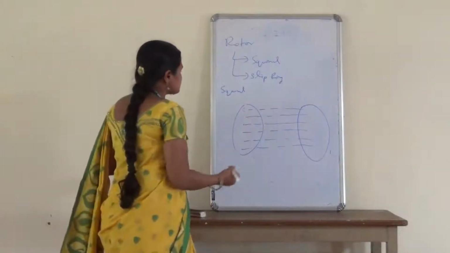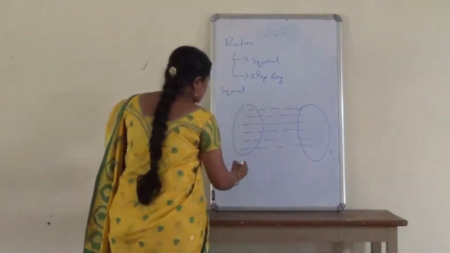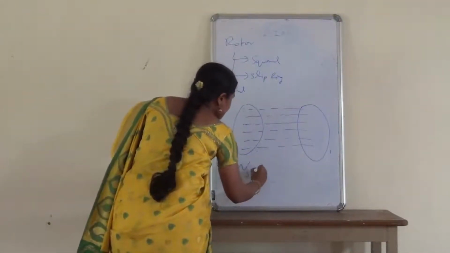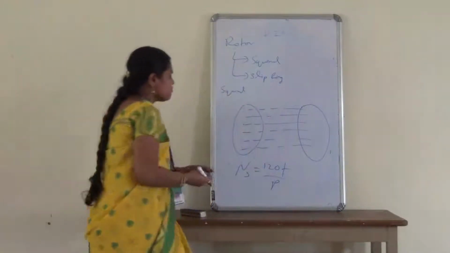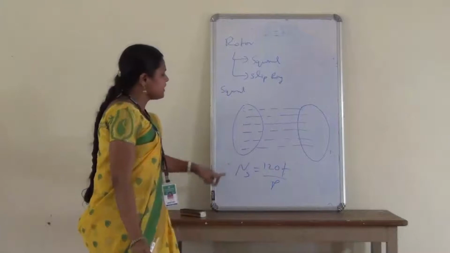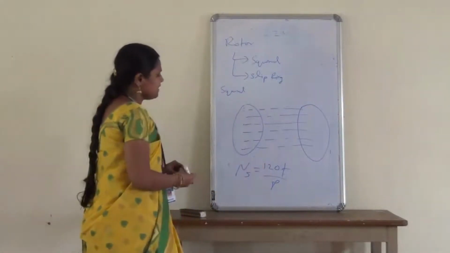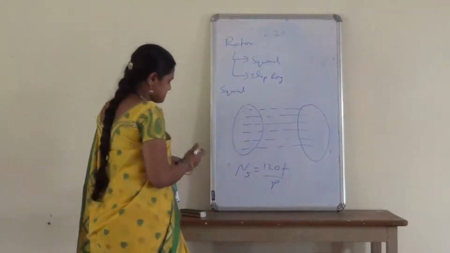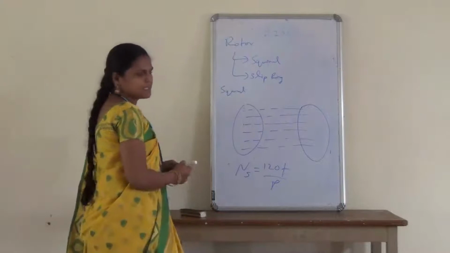In the squirrel cage induction rotor, the number of poles depends upon the speed of the RMF. So Ns equals 120 f by P. Ns is inversely proportional to P. When the number of poles increases, the speed decreases. The number of poles depends upon the synchronous speed.